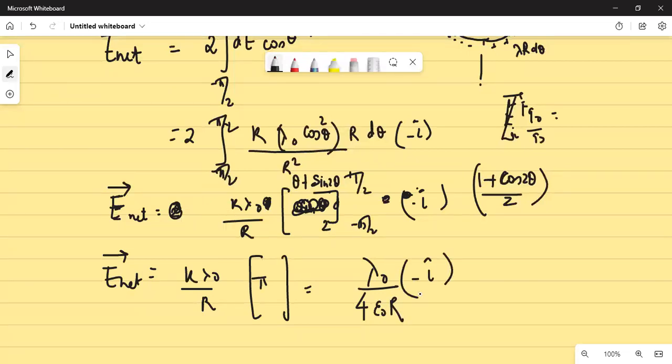So the net electric field would be acting along the x-axis, x direction, and this will be lambda naught upon 4 pi epsilon naught R, along minus i cap. Is that clear to you?